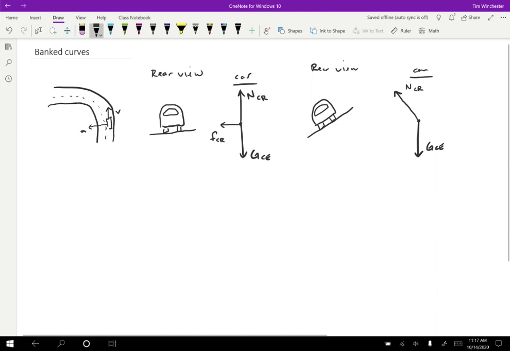Okay, so if you pay attention to the way that highway curves are designed, they have this sort of slope built in, which we call a banked curve. Another case where this is really obvious is if you watch, say, a NASCAR race, the track is very sloped around the curves to make it easier for cars to make those curves.